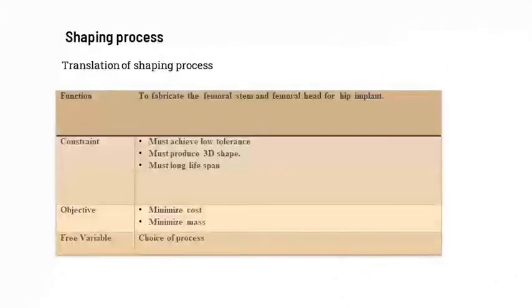To achieve low tolerance, must produce 3D shape, must have long lifespan. Objective: minimize cost, minimize mass. Free variable: choice of process.